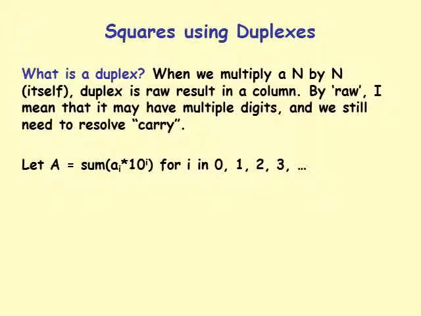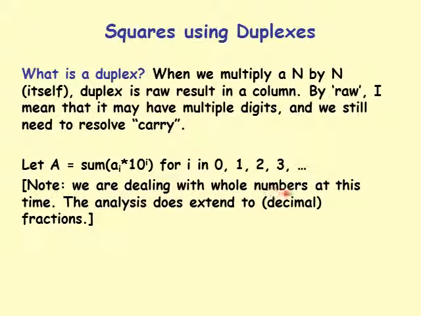In our decimal number system, A is the sum of ai, which is the coefficient, times the corresponding base, which is 10 to the power i, for i in 0, 1, 2, 3, and so on. Note that I did not consider negative values for i, but the analysis holds even if you have negative values of i here. Note that we are dealing with whole numbers at this time, and the analysis does extend to decimal fractions. So 0 is the lowest index or exponent of the base number 10. That tells me that this number A is a whole number.